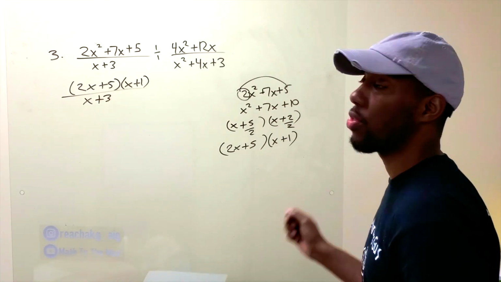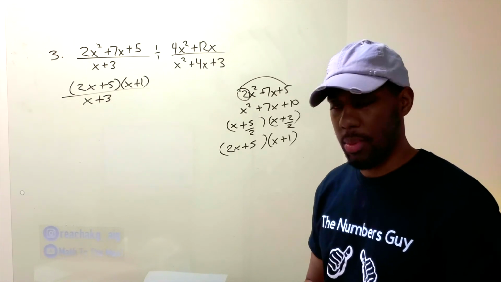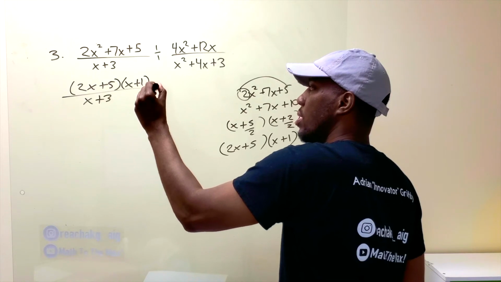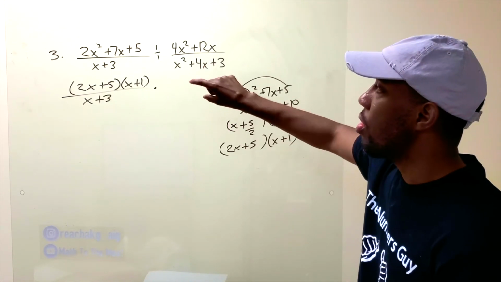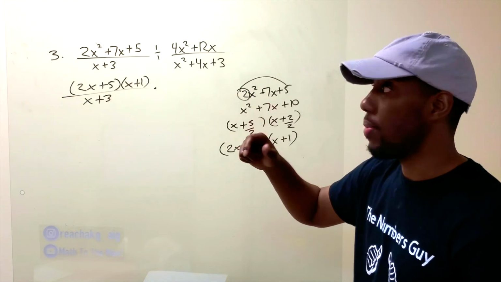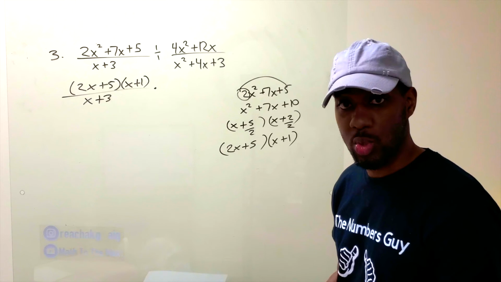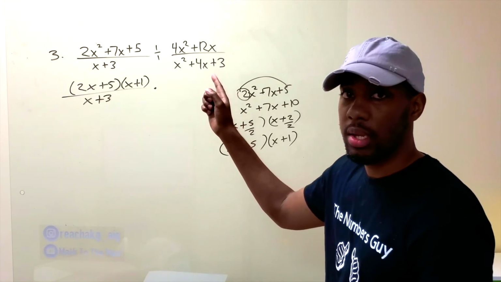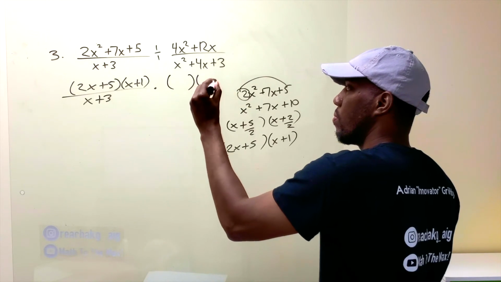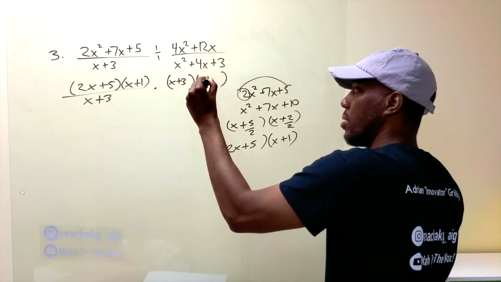All right, so we factored. I'm doing this all in one step because some of you are able to skip steps, which is cool. Remember, you're going to change this to a multiplication, and then you're going to do the reciprocal, the flip. X squared plus 4x plus 3 was two numbers that multiply to give you 3, add to give you 4. X plus 3, x plus 1.